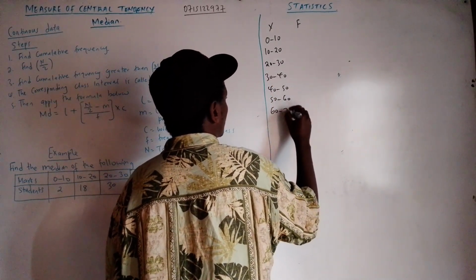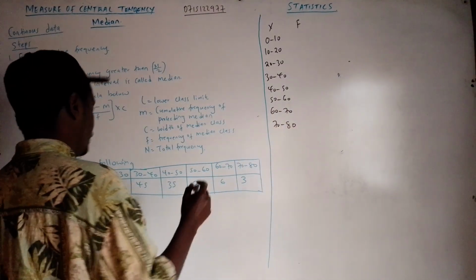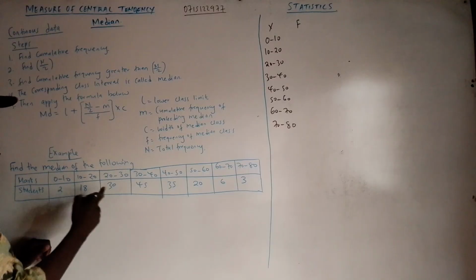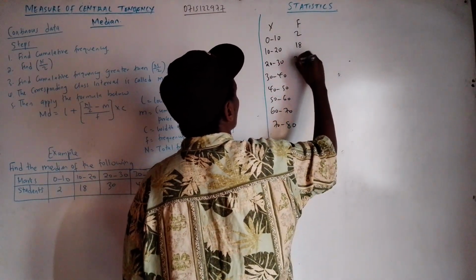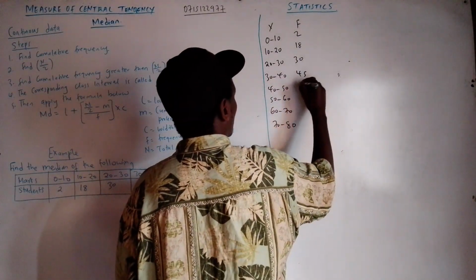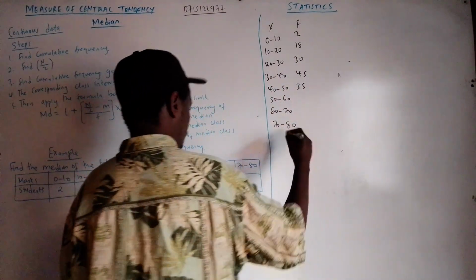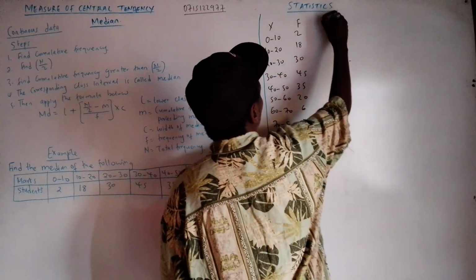So that is all. Then we also input our frequency, which is 2, 18, 30, 45, 35, 20, 6 and 3. Then we find the cumulative frequency. We said for median, no matter what, we need to find the cumulative frequency.